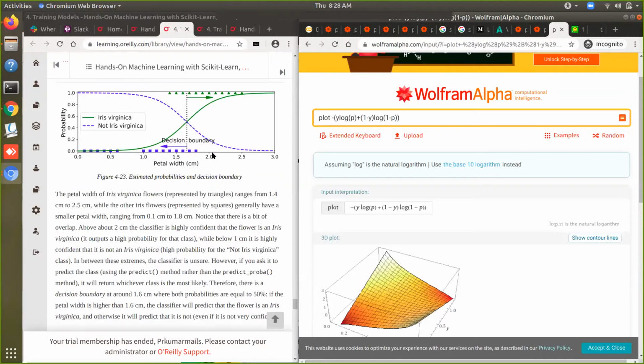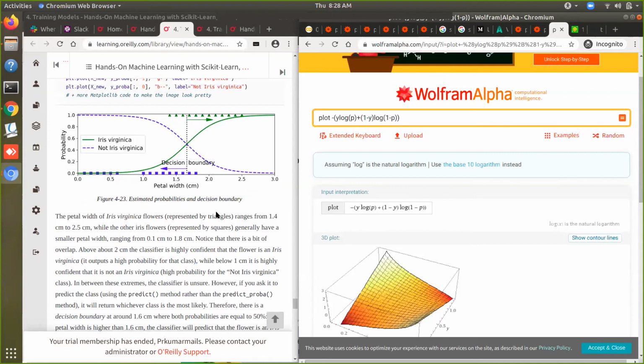Shamsuddin, is the question regarding why the decision boundary is at 1.6? The question was why the author went as low as 1.4 to say that the petal width of the Iris virginica starts from that range, but when you look at the chart, the decision boundary starts at 1.8. But I get Rajesh's explanation now.